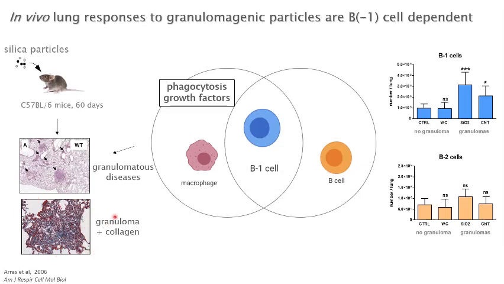The current paradigm of particle responses is based on macrophages. If macrophages fail to clear the particles through phagocytosis, they will secrete cytokines and growth factors, leading to granulomatous fibrosis. Interestingly, we have found that mice deficient in B cells were protected from developing silica-induced granulomatous disease. Among B cells, we have found that B1 cells, and not conventional B2 cells, were accumulating in the lungs when mice were treated with granuloma-inducing particles.